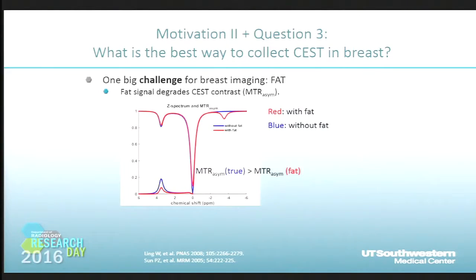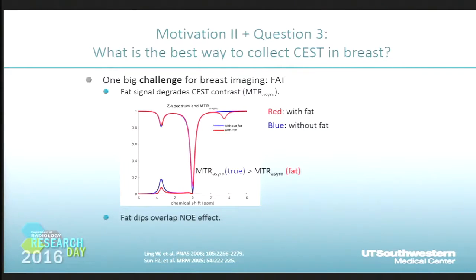Here I use a simulated APT Z-spectrum with and without fat to explain why. Here, the red is with fat and the blue is without fat. As shown here, fat has its main peak around 3.4 ppm upfield, right on the opposite side of the APT signal with respect to water. Therefore, fat will affect the APT signal most in the MTR asymmetry analysis. MTR asymmetry, as shown here, represents a CEST contrast, and we can see clearly that the red has a lower CEST effect than the blue one.